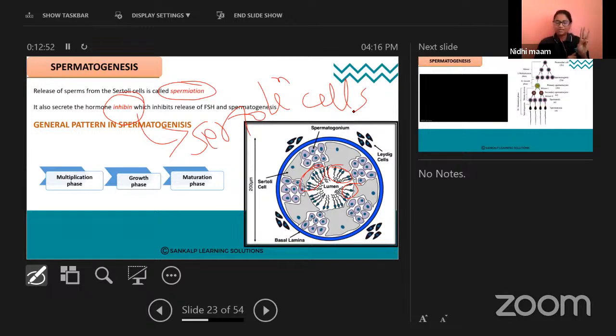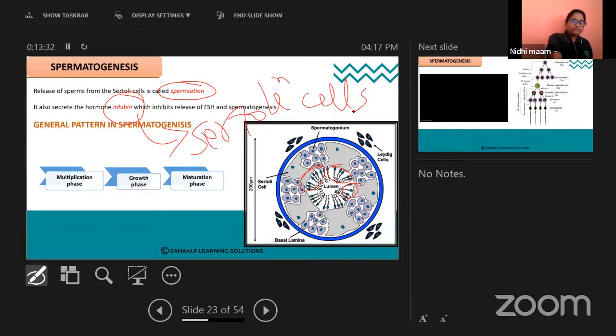marks or 3 marks, ಒಂದನೇ ಪಾಯಿಂಟು, as you all said, it nourishes or provides nutrition to the developing sperm. That is one. The next one is the release of sperm from the Sertoli cell, called spermiation, or it is involved in spermiation ಅಂತಾನು ಬರಿಬಹುದು. The third one is it releases a hormone named inhibin. ಅದೇನ್ ಮಾಡತ್ತೆ? Which inhibits the release of FSH, follicle stimulating hormone, ಮತ್ತೆ spermatogenesis ಅನ್ನ ಇನ್ಹಿಬಿಟ್ ಮಾಡತ್ತೆ, ಸ್ಟಾಪ್ ಮಾಡತ್ತೆ, ಅಪೋಸ್ ಮಾಡತ್ತೆ. So all these three are the functions of Sertoli cells.